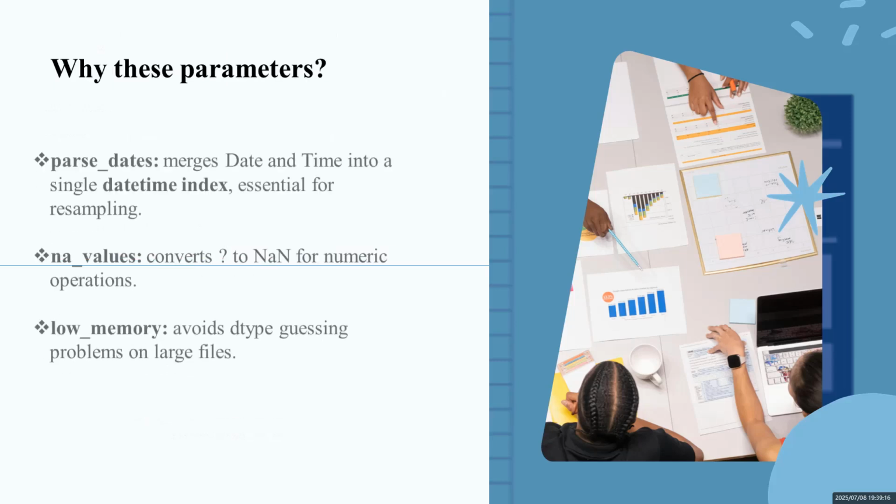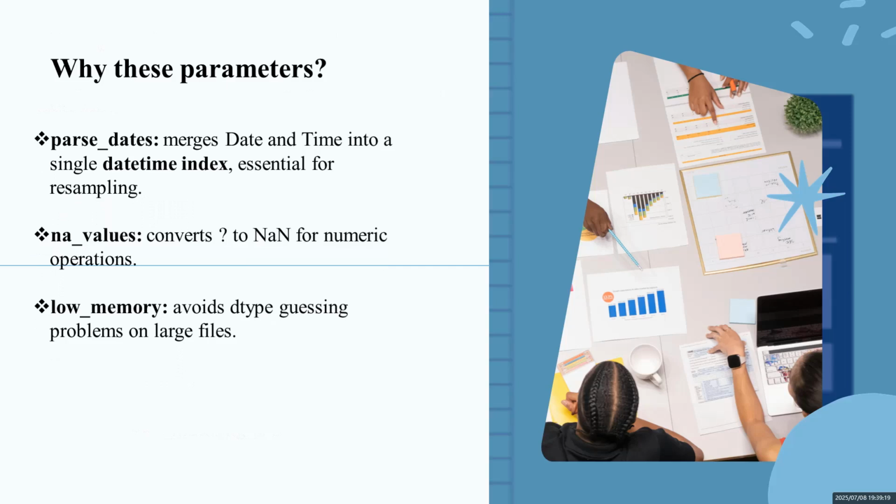All right, so we're going to look at a few parameters such as parse dates, null values, and low memory. The parse dates parameter tries to merge time and date into a single datetime index, which is essential for resampling. And then we have the null values: convert question mark to null for numerical operation. Now we have low memory, which avoids dtype guessing problems on large files.